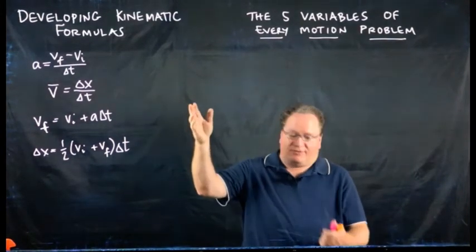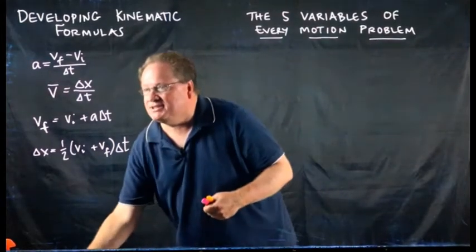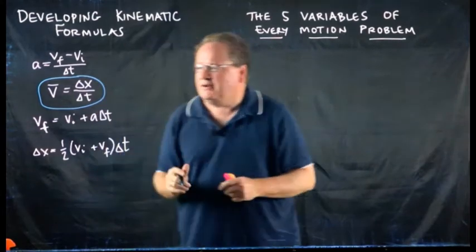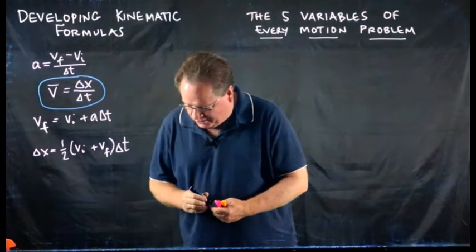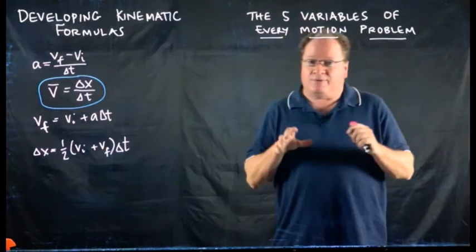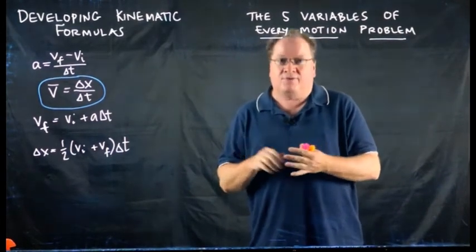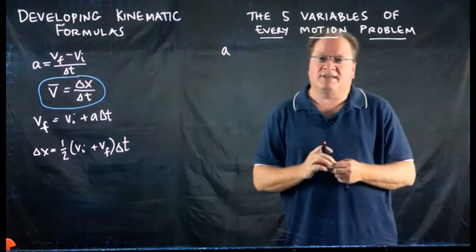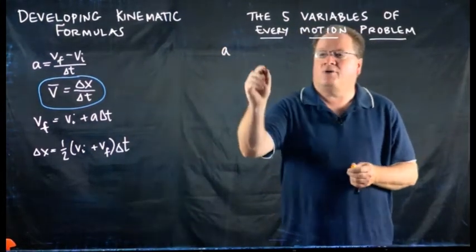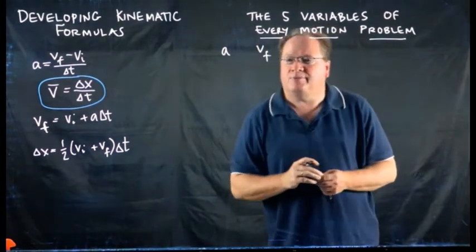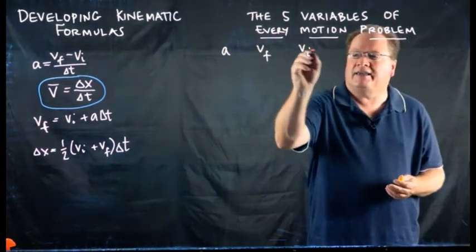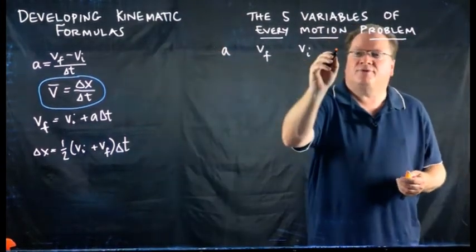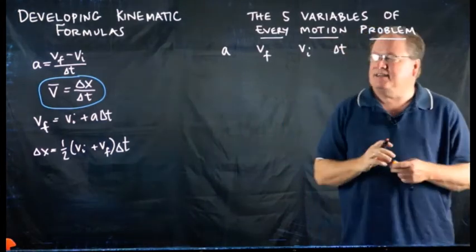So if I look at the formulas, and let's not consider this one, because this is not an accelerated formula, all right? But the other 3, what are the variables that we see listed in these all the time? Well, one that I see is acceleration. We always see acceleration in this formula. We always see VF in these formulas. We always see VI in these formulas. If I'm just looking at the top one, the acceleration formula, I always see delta t.